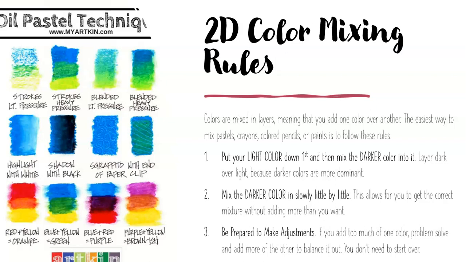Mix your darker color in slowly, little by little. This allows for you to get the correct mixture without adding more than what you want. Paint, it's a little bit easier to bring back the lighter color, but if you're using pastels or colored pencils or crayons, something that's a little bit more permanent, it's really hard to get back that light color. So make sure you're adding the darker color slowly, little by little. And the last rule is to be prepared to make adjustments. If you add too much of one color, you need to make sure that you are problem solving and adding more of the other to balance it out so you don't need to start all over.